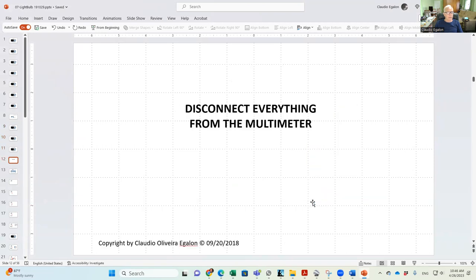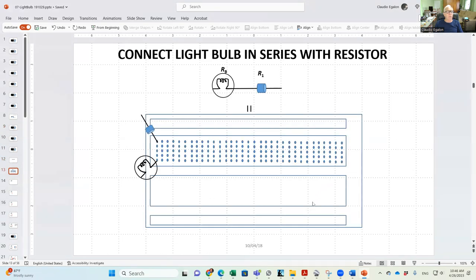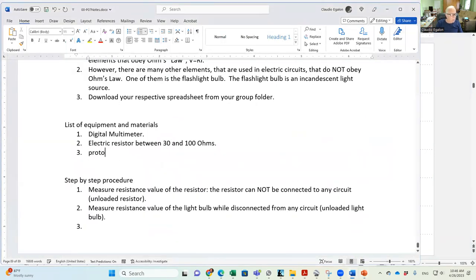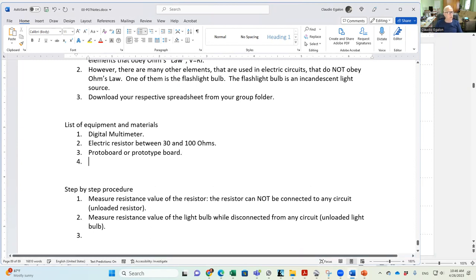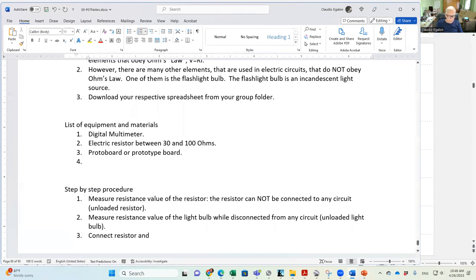Okay, so if you disconnect everything from the multimeter and then connect the light bulb in series with the resistor. And then you're going to need the proto board, or the prototype board. I'm going to have a list of equipment: proto board or prototype board. Prototype board comes from the word prototype, right? Every time you have a prototype, it's the very first version of your product or circuit. That's what prototype board comes from. Connect the resistor and the light bulb in series using the proto board.